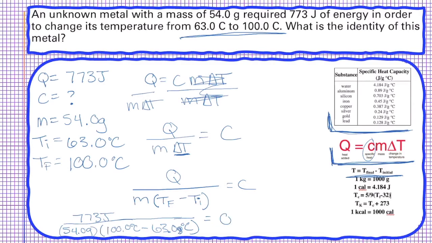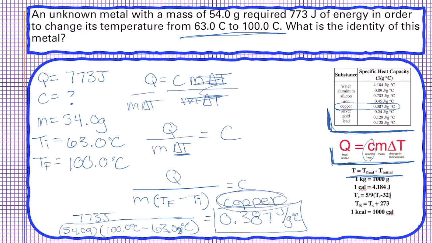All right, and then if I plug this all into my calculator, I end up with a value of 0.387, okay? And my units are going to be joules over grams degrees Celsius. So this right here is my specific heat value. And let's take a look up here at the specific heat table and see if we can identify this metal. And it looks like this is going to be copper because that is the specific heat value for copper. So copper is the answer, okay?